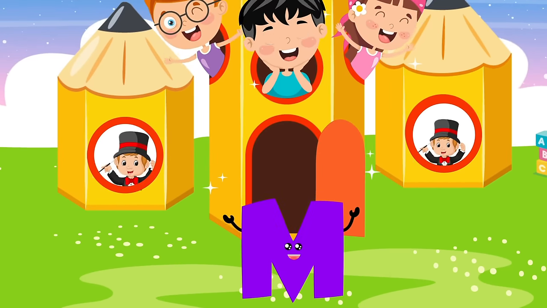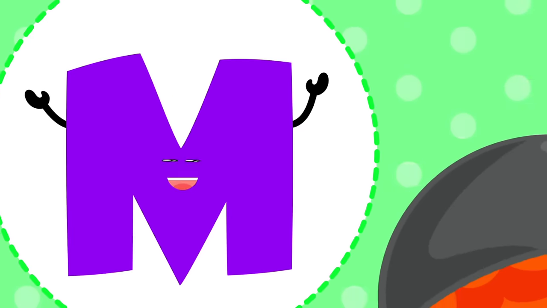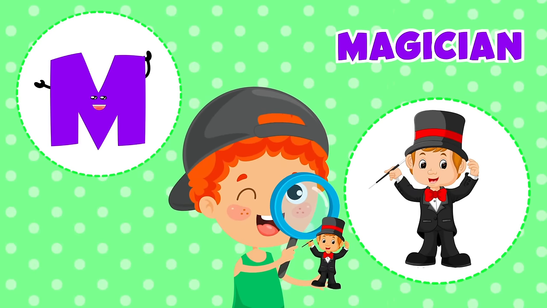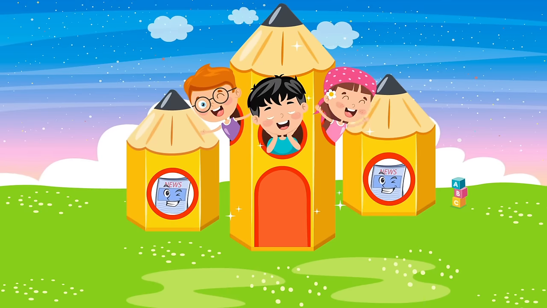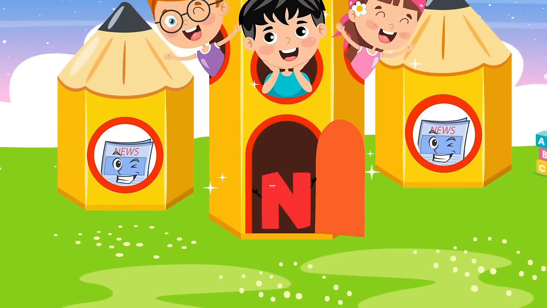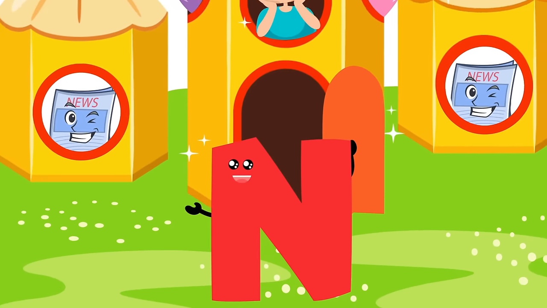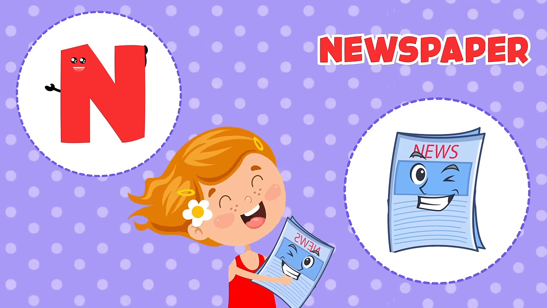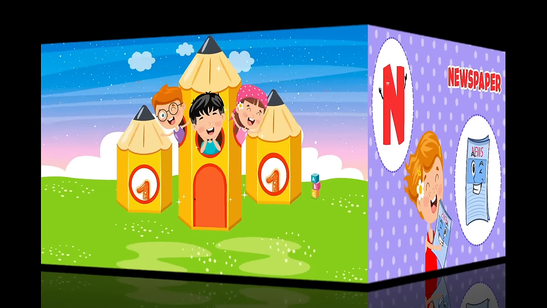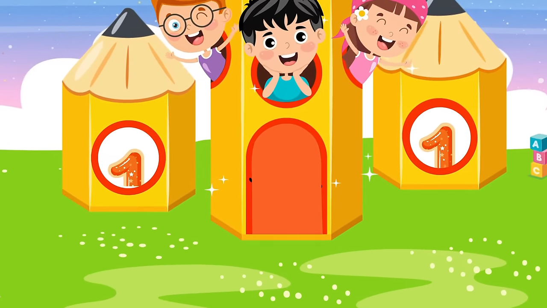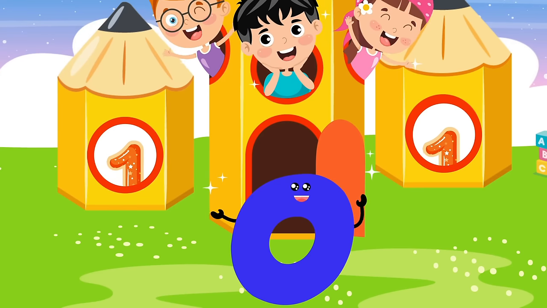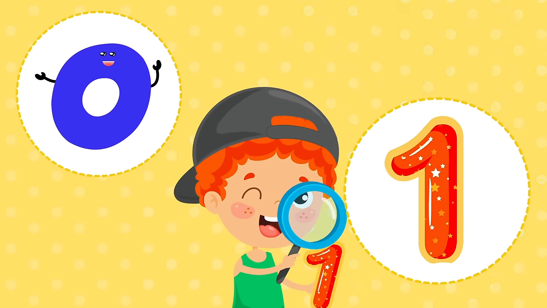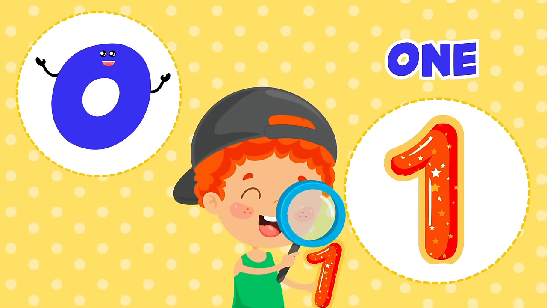Here comes the letter M. M. Magician. M says magician. Next we have letter N. N. Newspaper. Newspaper starts with N. Alphabet O is coming. O. One. O is for one.